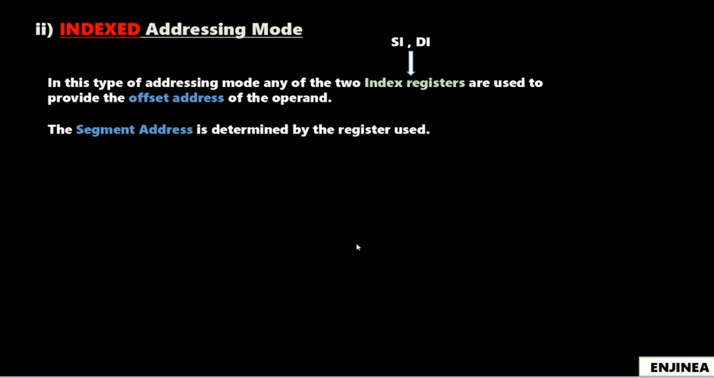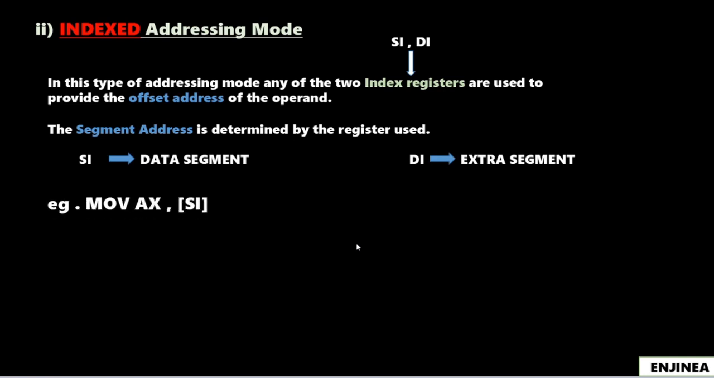Just like the previous category, here we can see the segment address is determined by the register used. Here we are using the SI and DI registers. SI will have the offset address inside the data segment, and DI will have the offset address inside the extra segment. So let's take up an example. Suppose we have MOV AX, [SI]. We can see inside brackets we have an index register.